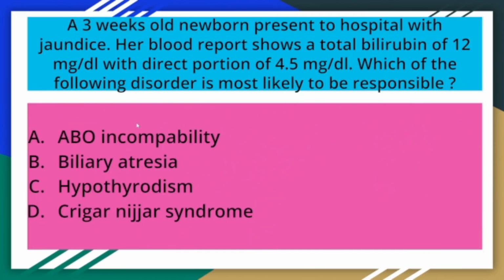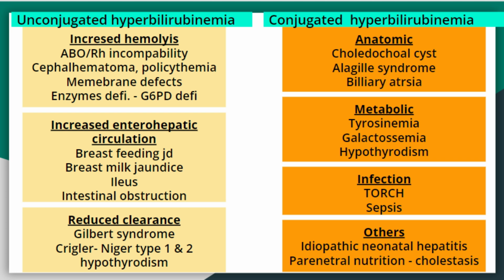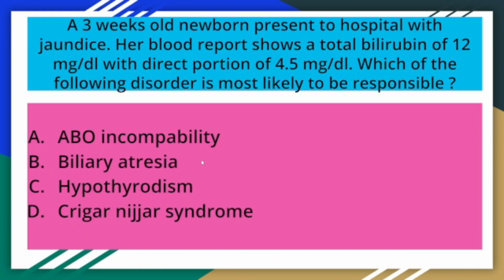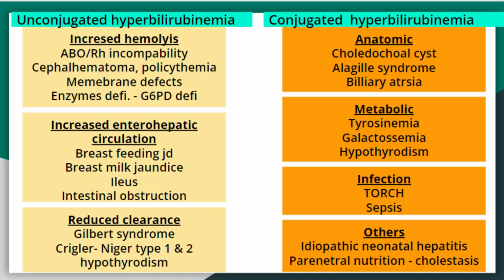The next question is, a 3-week-old newborn presents to the hospital with jaundice. Her blood report shows total bilirubin of 12 mg per deciliter with direct portion of 4.5 mg per deciliter. Which of the following disorders is most likely to be responsible? The first option, ABO incompatibility, will give rise to unconjugated hyperbilirubinemia. Could be biliary atresia. Let's see the other two options. Hypothyroidism will also give rise to unconjugated hyperbilirubinemia, as well as Crigler-Najjar syndrome will also cause unconjugated hyperbilirubinemia. So the correct answer to this question is option B, biliary atresia.